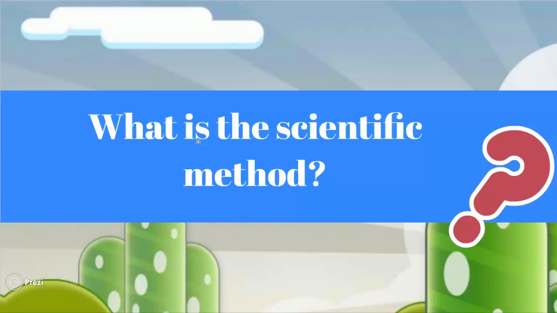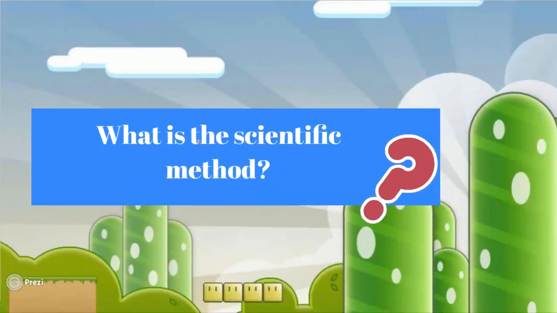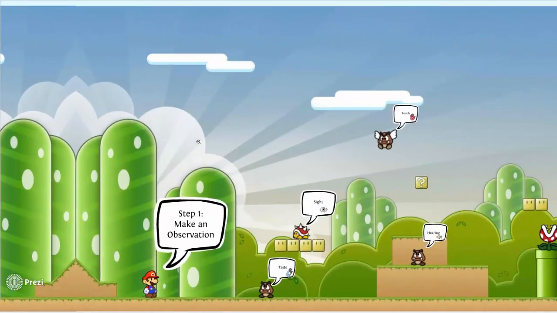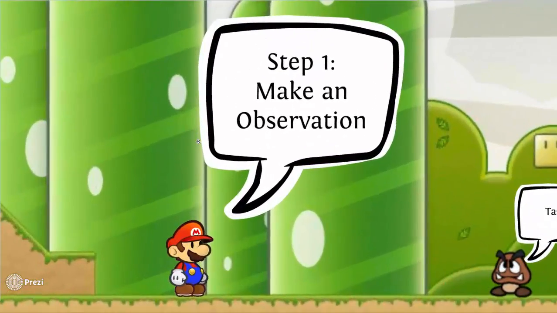Did you pause it? You sure? All right, great job. Now that we know the scientific method is the steps scientists use to solve a problem, we're going to talk about the 6 steps of the scientific method. How many? 6. Good job. Let's talk about the first step. The first step is to make an observation.